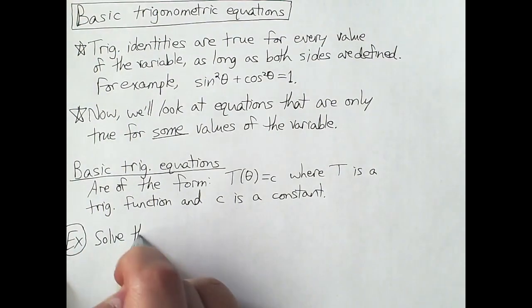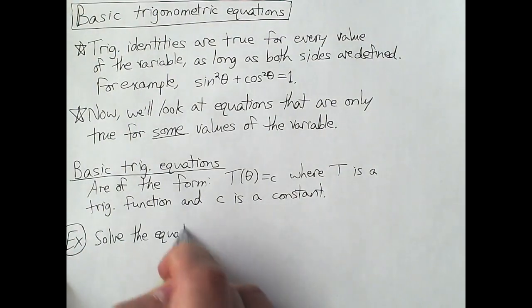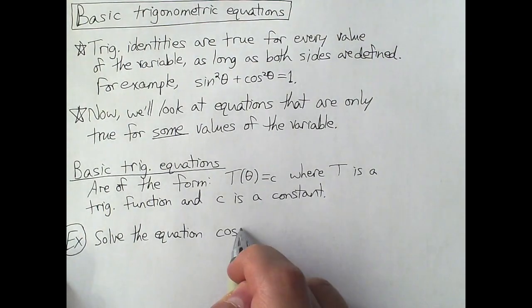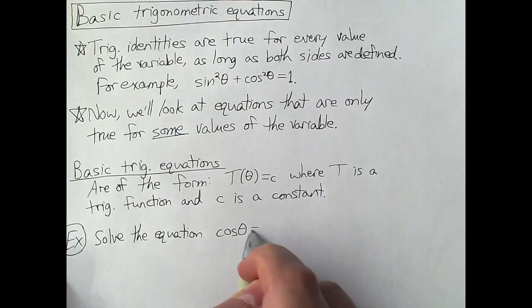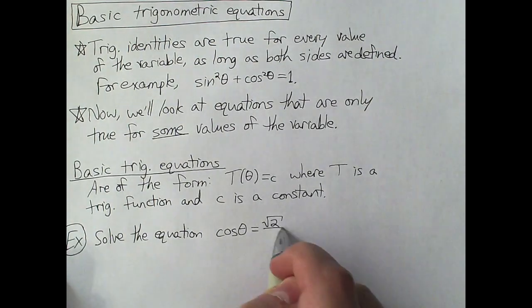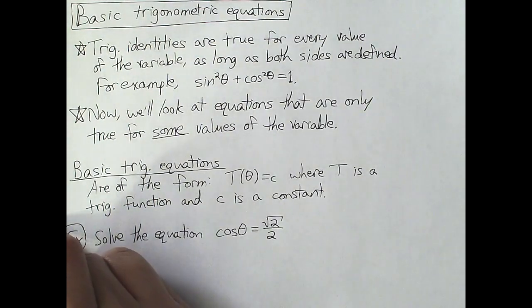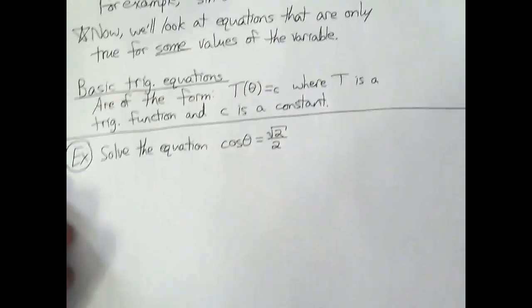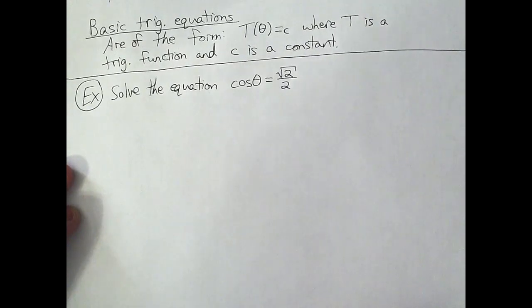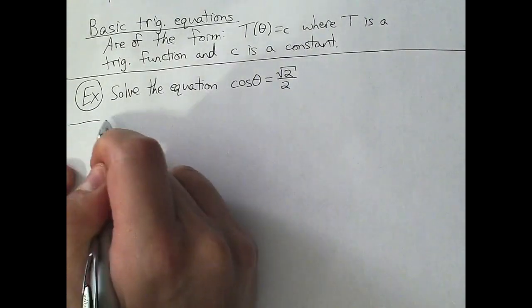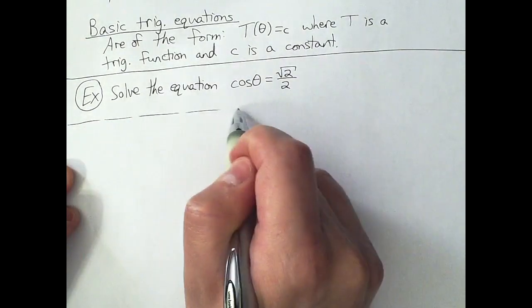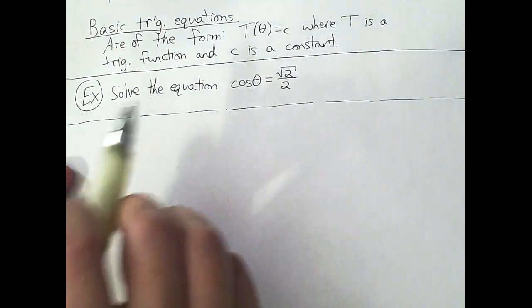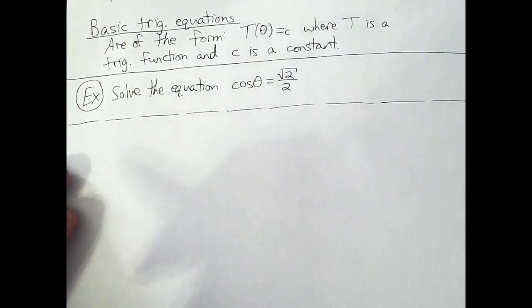Let's solve the equation cosine of theta equals the constant square root of 2 over 2. We'll talk through this together. We've seen things like this before. I don't know if we've ever phrased it this way: solve the equation. But there's a variable, we want to solve for it. We want to find out what theta is.